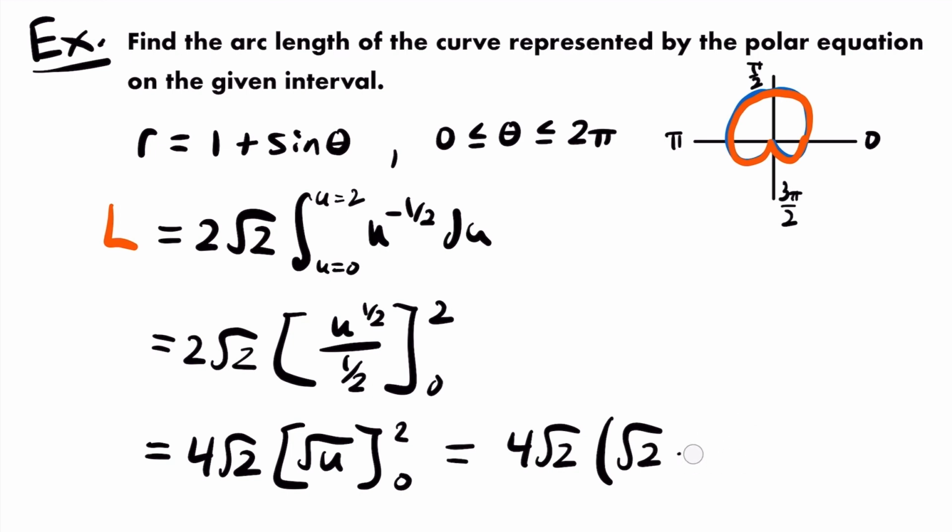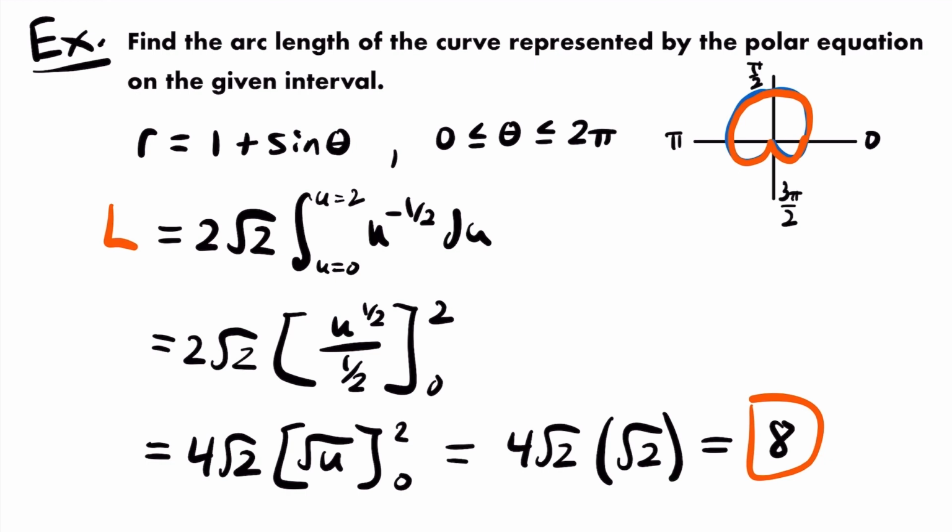So I'm just going to erase that. And so 4 times the square root of 2 times the square root of 2 will be 4 times 2, right? The square root of 2 times the square root of 2 is just 2, and 4 times 2 is 8, so this is equal to 8. The arc length of this entire cardioid is equal to 8. All right, that is the arc length of r equals 1 plus sine theta from 0 to 2 pi.